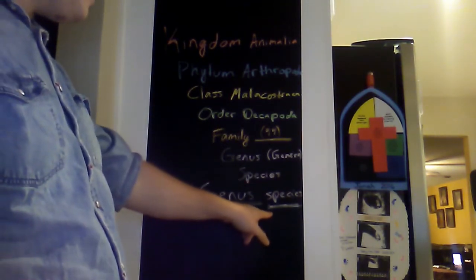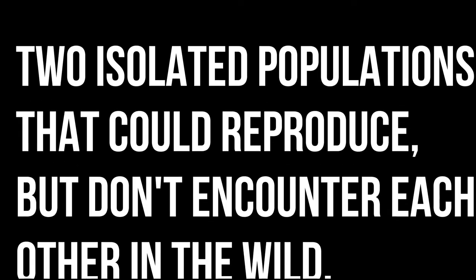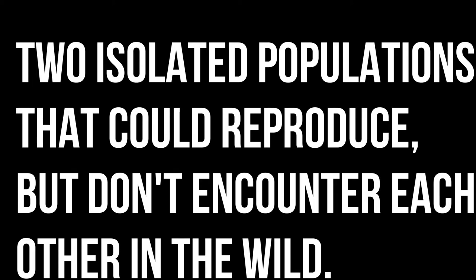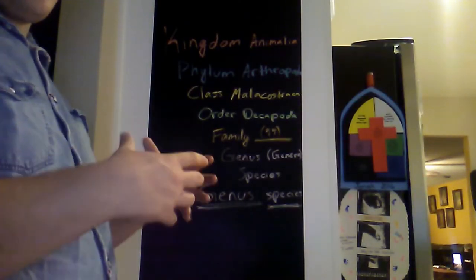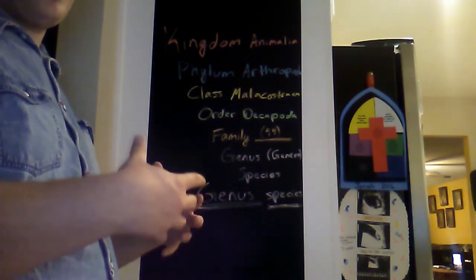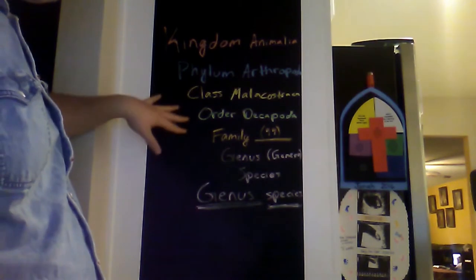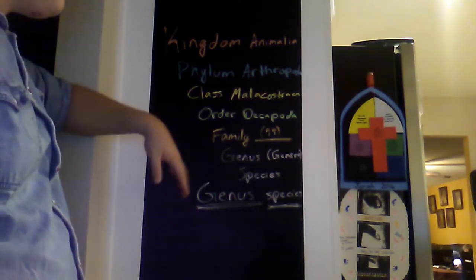There's some that have a subspecies, which is a... they can theoretically reproduce, and if you bring them in an aquarium, they will reproduce with each other. So that is all you need to know about decapod crabs from the taxonomy perspective.